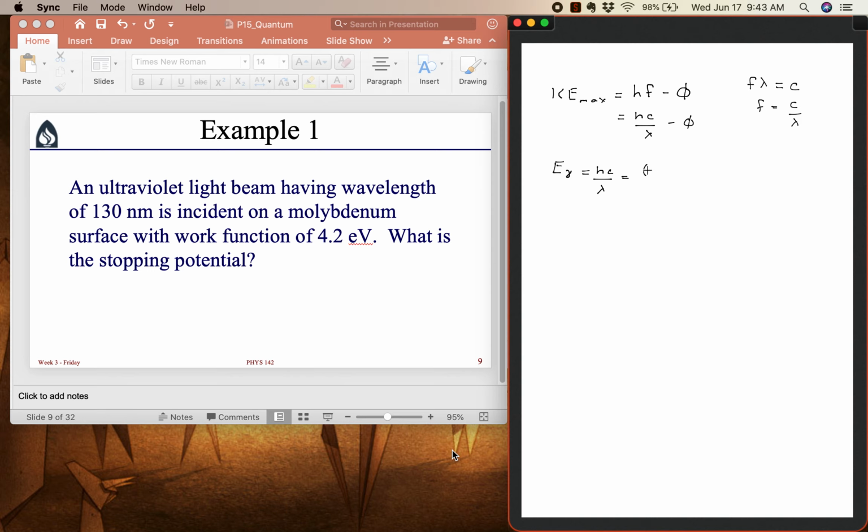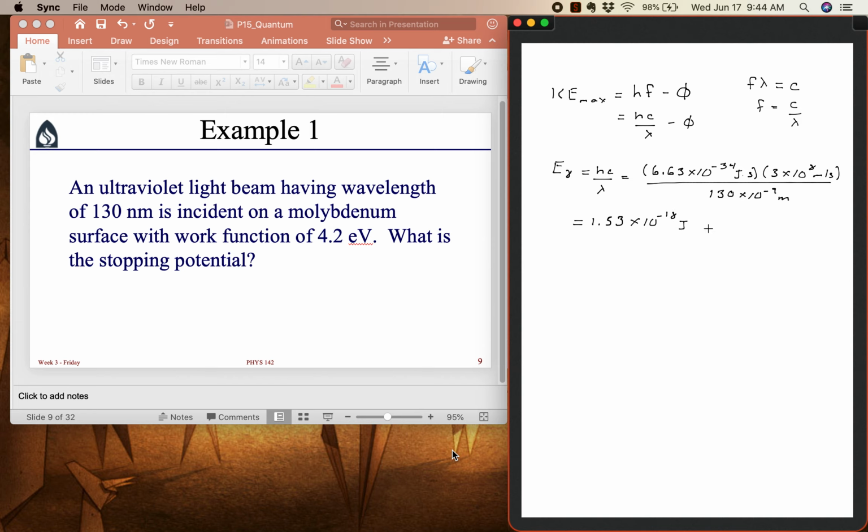So h is Planck's constant, which has a value of 6.63 times 10 to the minus 34 joules times seconds. The speed of light is 3 times 10 to the 8th meters per second. And then we're given the wavelength of the photons, which is 130 nanometers, so that's 130 times 10 to the minus 9 meters. That's going to give us a photon energy of 1.53 times 10 to the minus 18 joules.